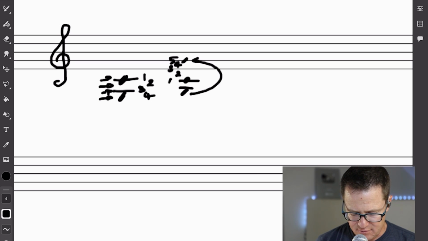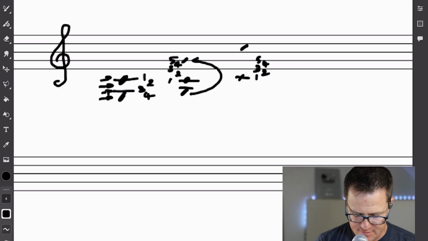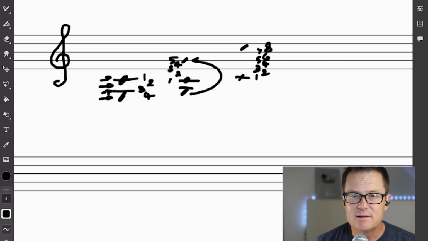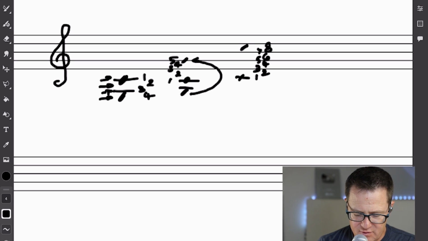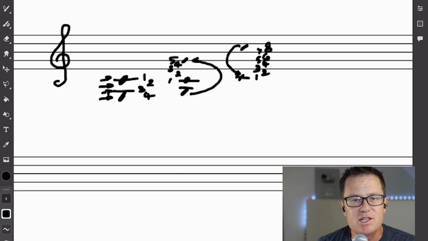So the octave is 8 pitches. So 8 steps. 2, 3, 4, 5, 6, 7, 8. Okay? So that inverted down, like I said before, would just land right on top of this, and that would become a unison.